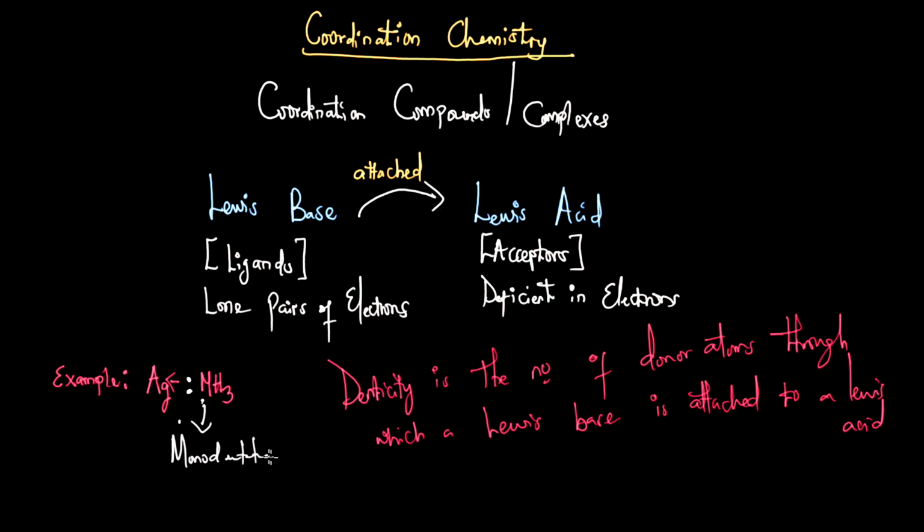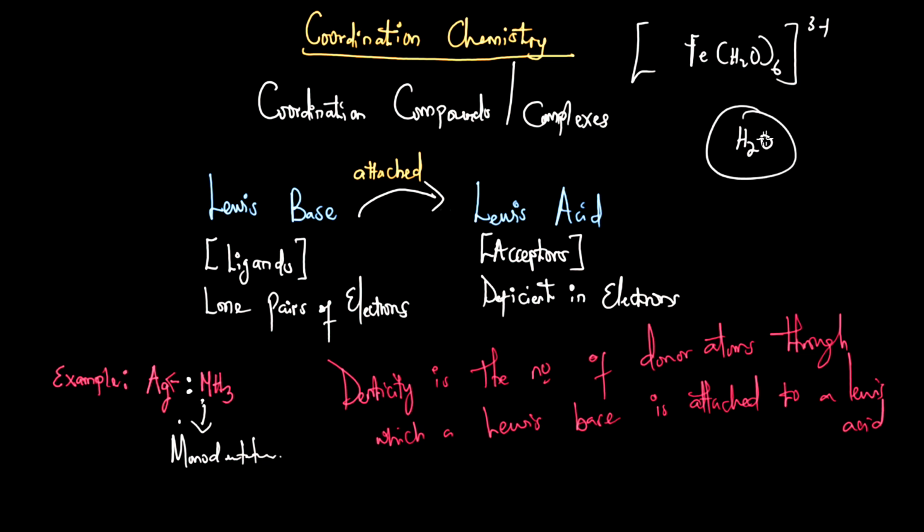So let's say we have Fe(H2O)6 3+. The ligand here is H2O, I mean the Lewis base here is H2O. The donor atom is oxygen. It has 2 lone pairs of electrons. We don't need to start proving that. Recall that oxygen is 2 and 6.